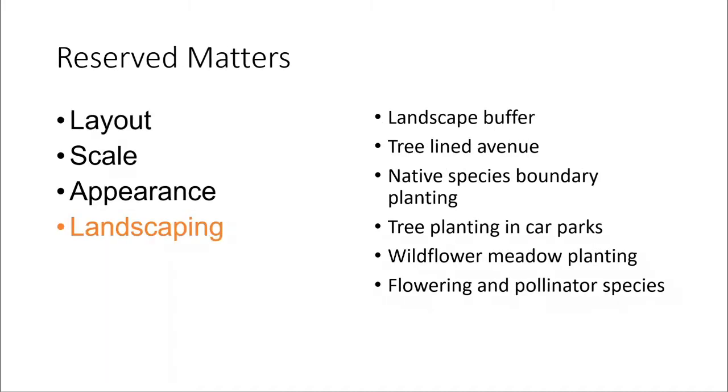Finally, on reserved matters is landscaping. There are some key aspects of the landscaping scheme which I would draw your attention to, and it's set out in section 9 of the report. The landscaping strategy at 9.32 includes a substantial landscape buffer on the southern side of the access road, new tree planting, buffer planting, including native species around the boundary of the site, tree planting within the car park to break up the appearance of the hard surfacing, canopies within the courtyards, raised planters, tree planting within the courtyards, and boundary planting around the sports pitches to include wildflower meadow mix and pollinator species.